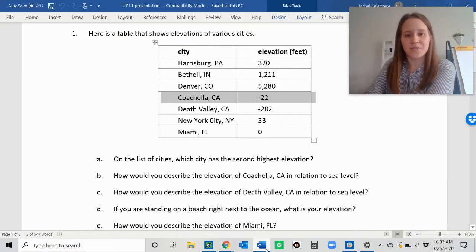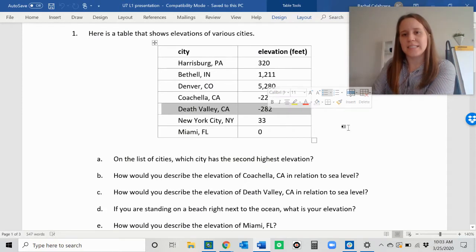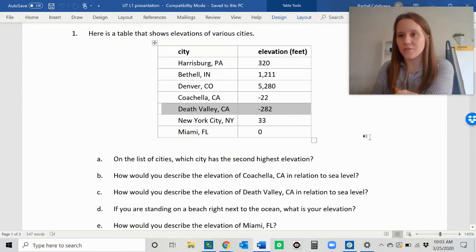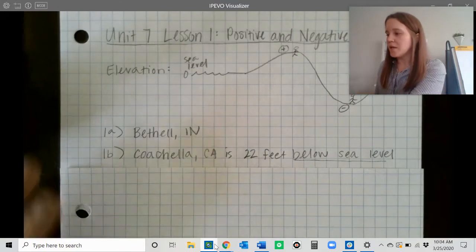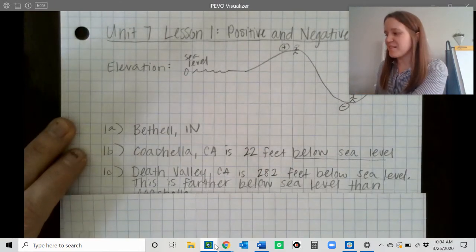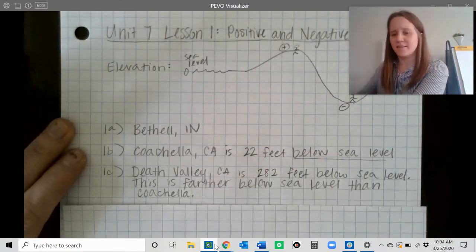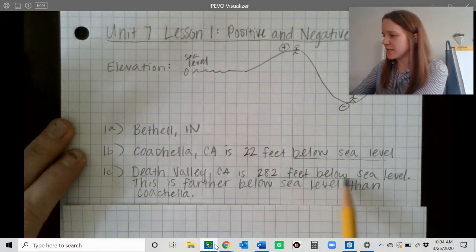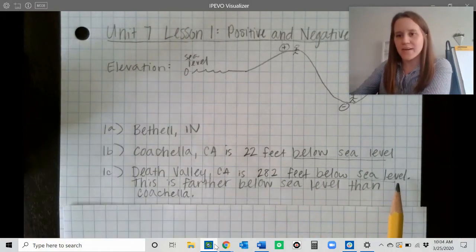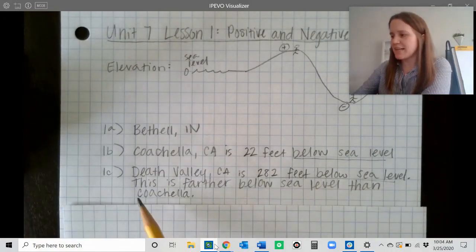1C says, how would you describe the elevation of Death Valley, California in relation to sea level? So Death Valley, California says negative 282 as an elevation. So what that means is that this city called Death Valley is 282 feet below sea level. So that's in my answer. Another thing I added in my answer, let's see, I want to make sure we've got this phrase. So if you don't have that, go ahead and write it in. I also added that this is farther below sea level than Coachella.